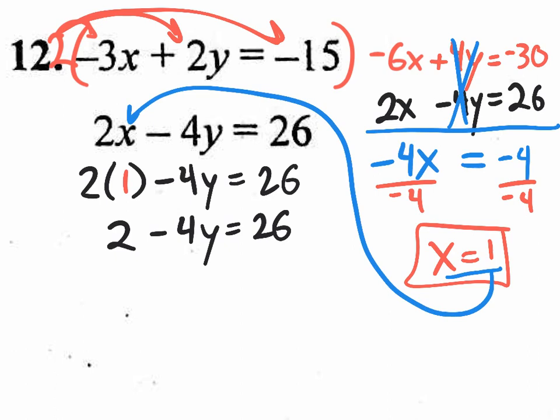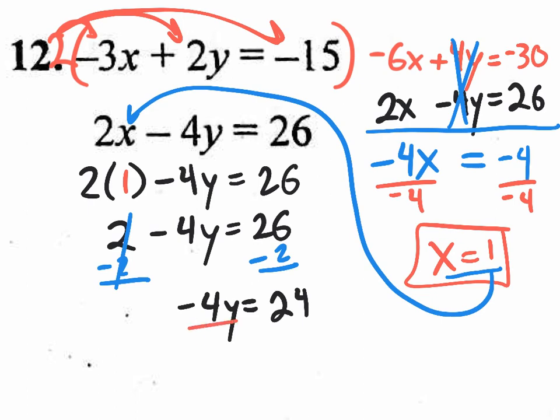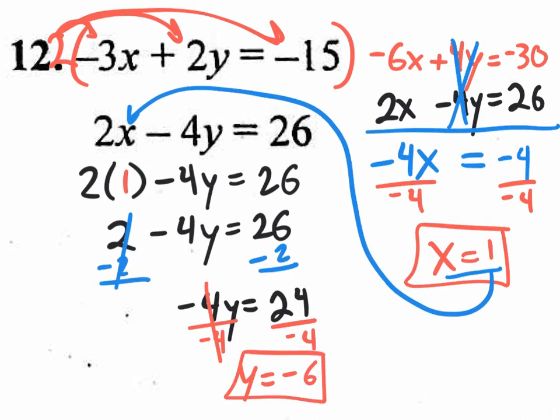And now I need to get rid of that 2, so I'm going to subtract 2. I do to one side, I do to the other. I will have negative 4y equals 24. Final step would be to divide by the negative 4. Divide by negative 4. Negative 4's disappear. y equals negative 6. So your answer to the system is 1 comma negative 6.